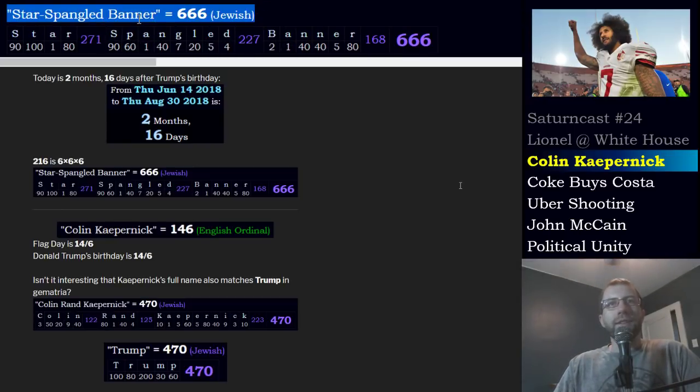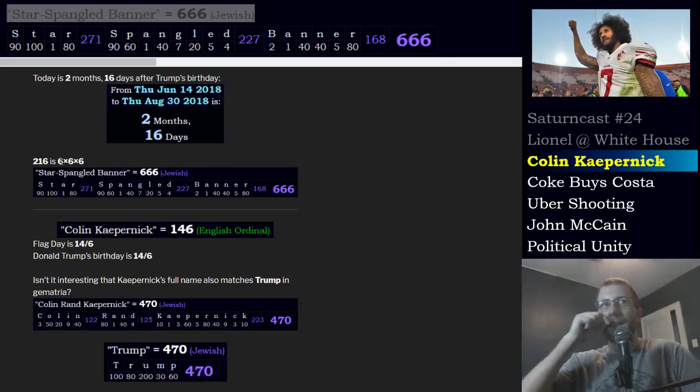In Jewish Gematria, Star-Spangled Banner equals 666. Donald Trump, 2 months and 16 days after his birthday. 216 is, of course, 6 times 6 times 6.